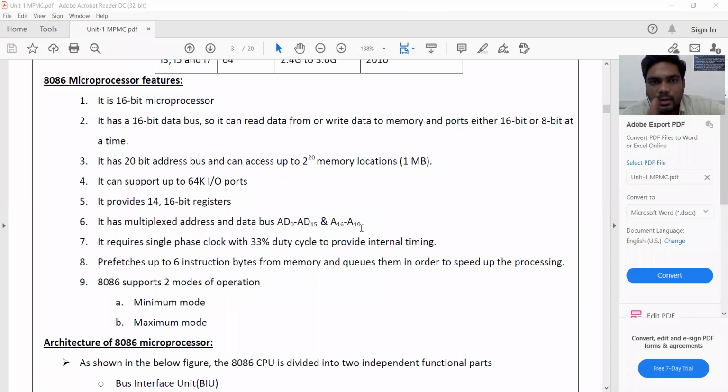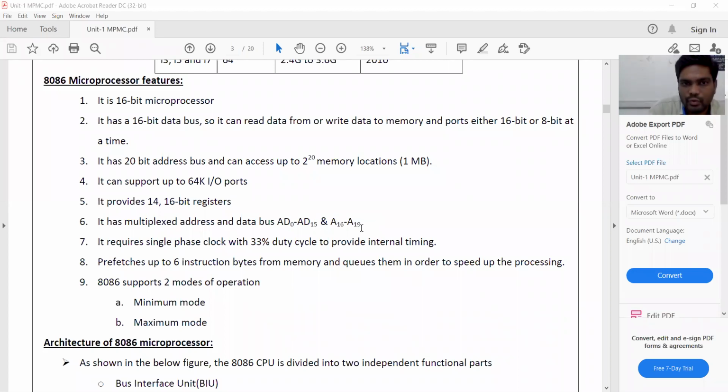Does this create any difficulty? Yes, it does. When you need to carry address and data at the same time, because carrying address and carrying data may occur parallelly, in such cases you will have a separate latch which will be carrying the address, and these lines AD0 to AD15 will be carrying only data. Hope my point is clear.